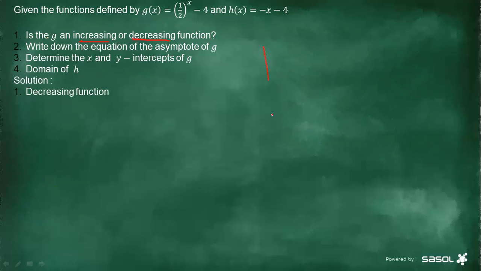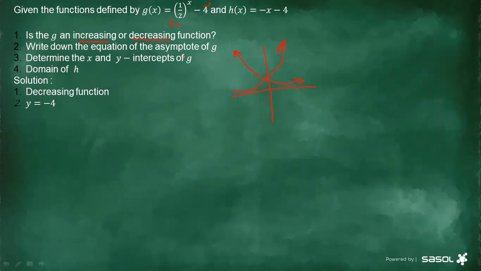Decreases, because now we can see that b is 1 over 2, so it's going to take this direction. For an exponential, if it's taking this direction, the graph is decreasing. It will only increase if it's moving in this direction. Can you understand that? Hence we say the graph decreases. Then write down the equation of the asymptote of g, which is y equals 4. That's number 1.